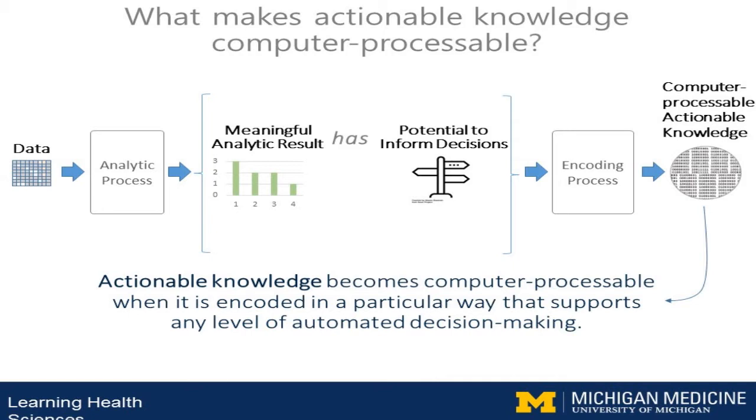So actionable knowledge becomes computer processable when we encode it. We put it through some process and encode it, and it supports some level of automated decision making. Okay? It doesn't mean that the knowledge would necessarily make the decision and that the human being goes out of the loop. So when I say a level of decision making, it can inform a decision, make a recommendation, give a list of alternatives. All of these types of things bring some automation to the decision making process. This is what we're going for.